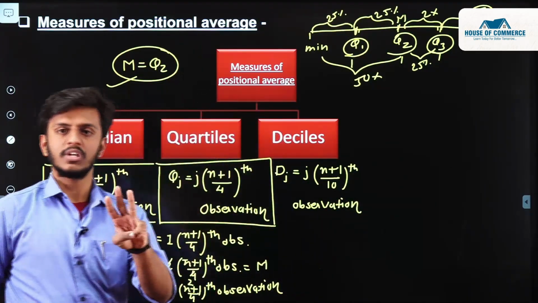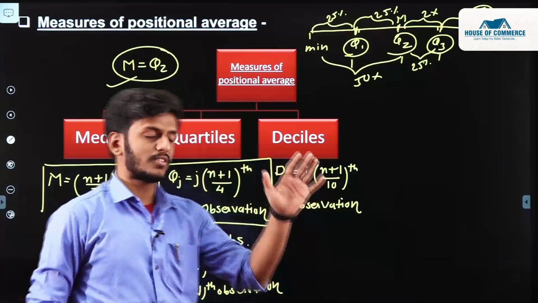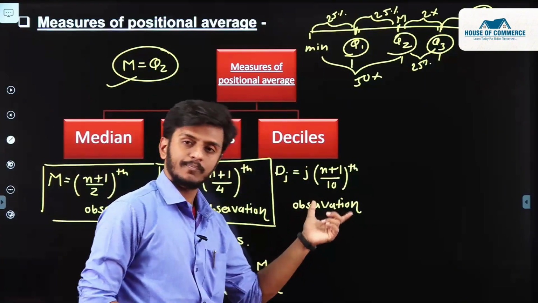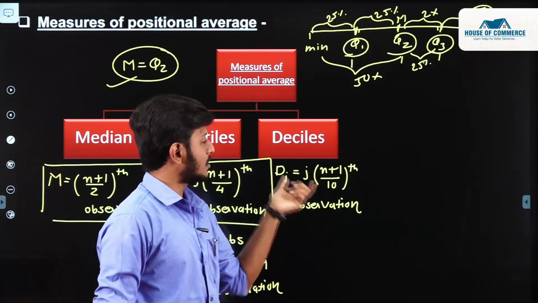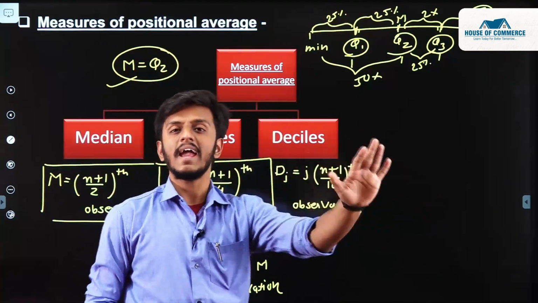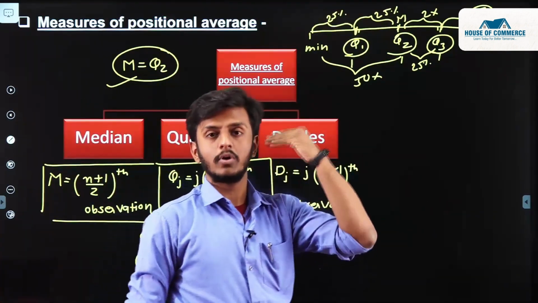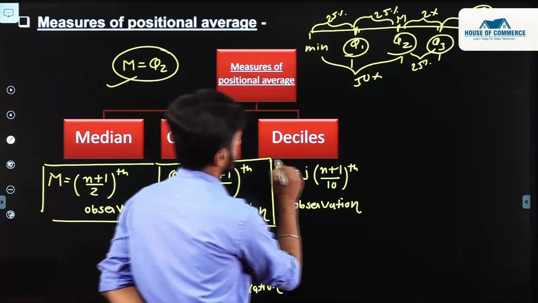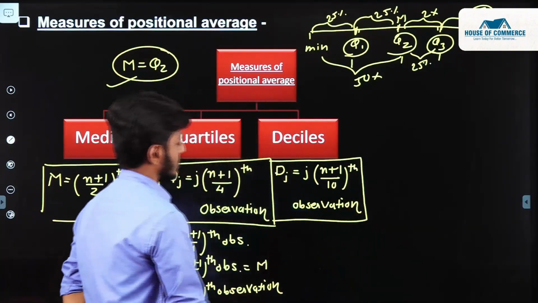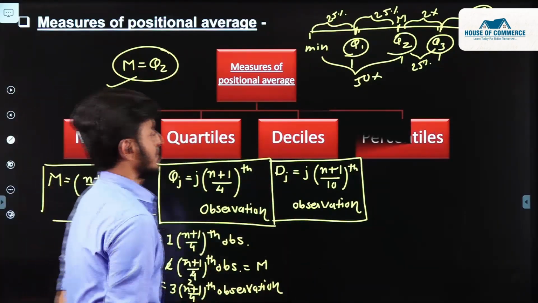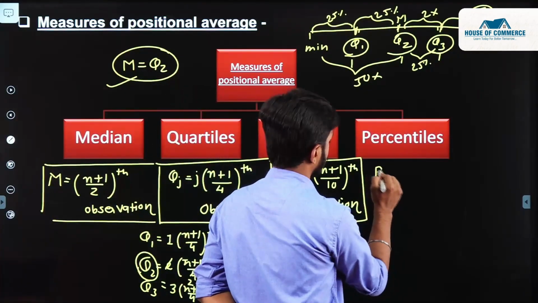Those three values which divide all the observations in 4 equal parts are known as the quartiles. Those 9 values which divide all the observations, which are already in ascending or descending order, in 10 equal parts, I am putting the weight on equal parts, are known as the deciles. Right? And last but not least, the percentiles, denoted by Pj.